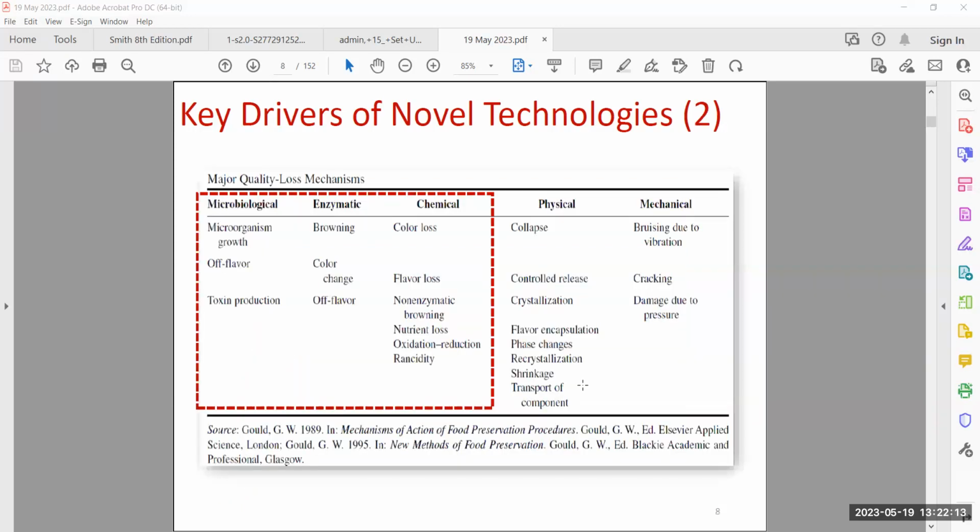Okay, other key drivers of novel technology are the major quality losses reported when you treat your food product with heat treatment, such as off flavor, color changing, browning effect, color loss, flavor loss, rancidity, and a lot of other quality loss that we were dealing with previously.